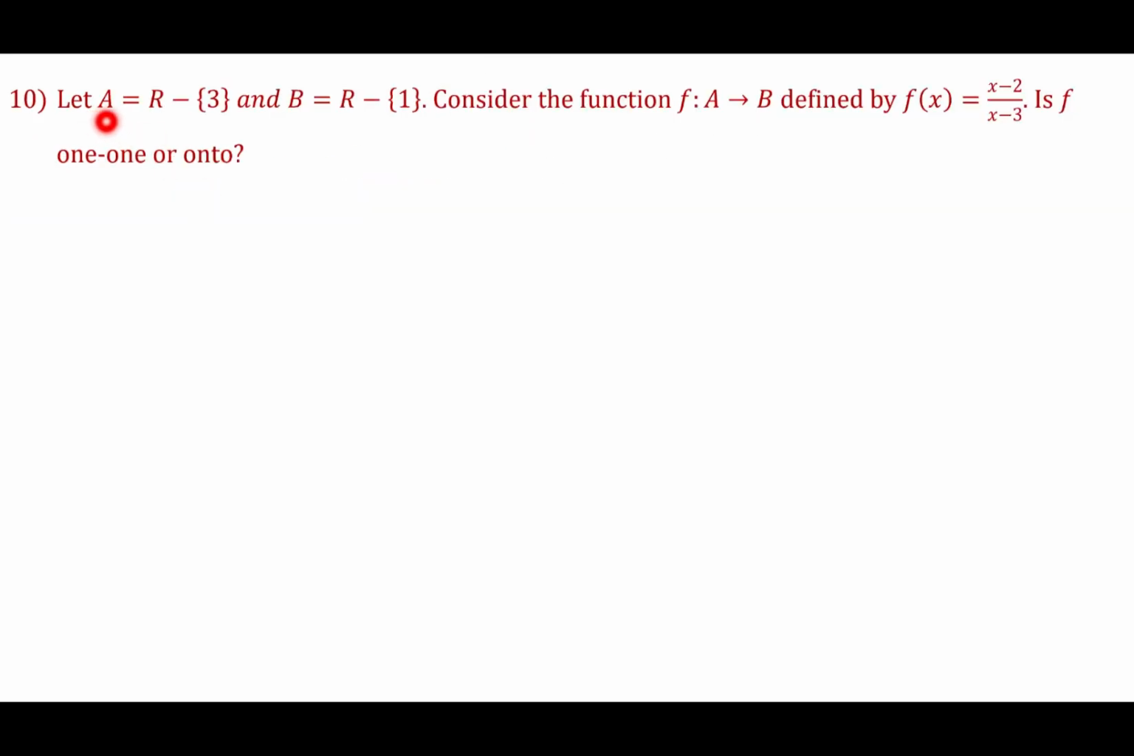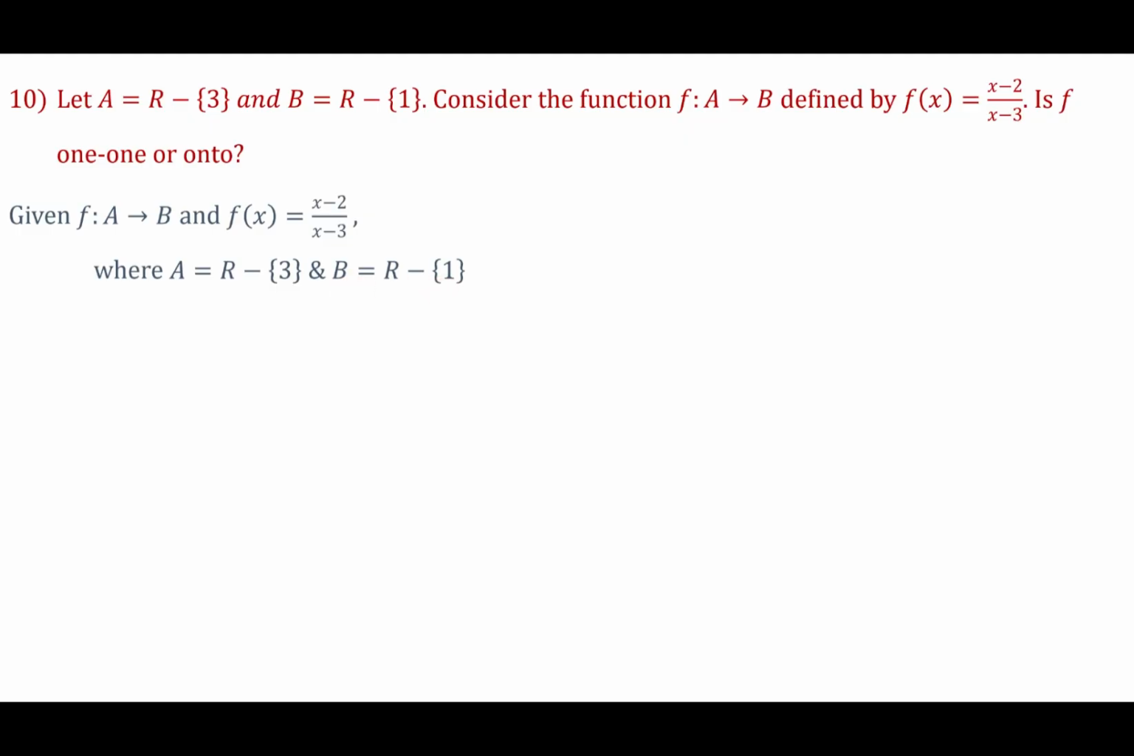Question 10. Let set A equal all real numbers except 3 and set B equal all real numbers except 1. Consider the function from A to B defined by f of x is equal x minus 2 over x minus 3. Is f one-one or onto? So we have to check the given function is one-one or onto. This is the given function f of x from A to B, where A is all real numbers except 3 and B is all real numbers except 1.